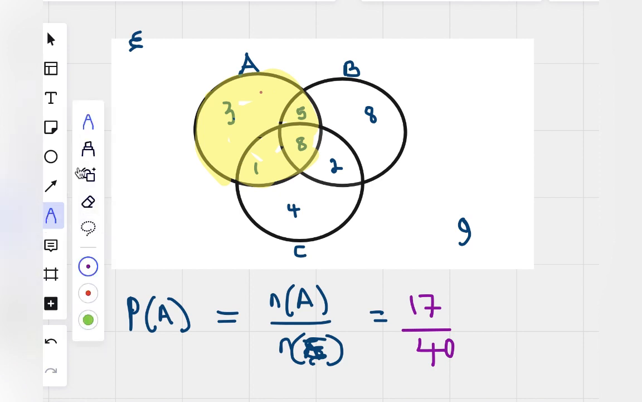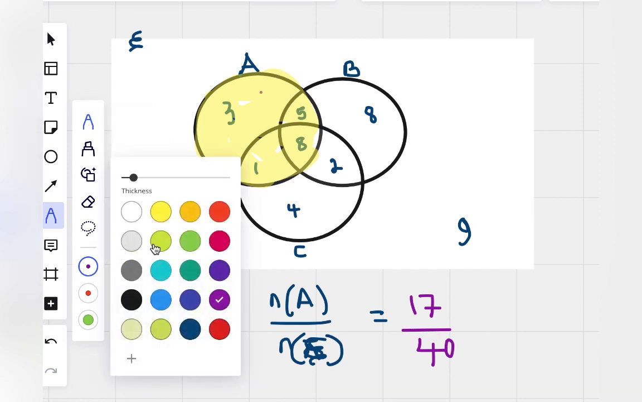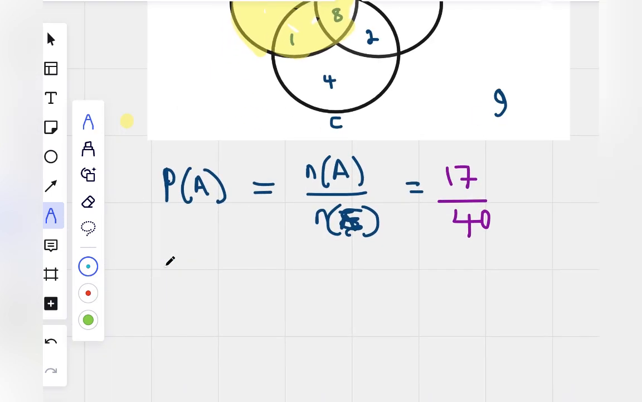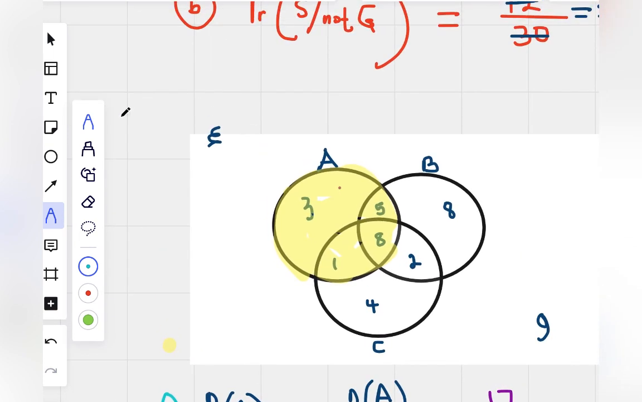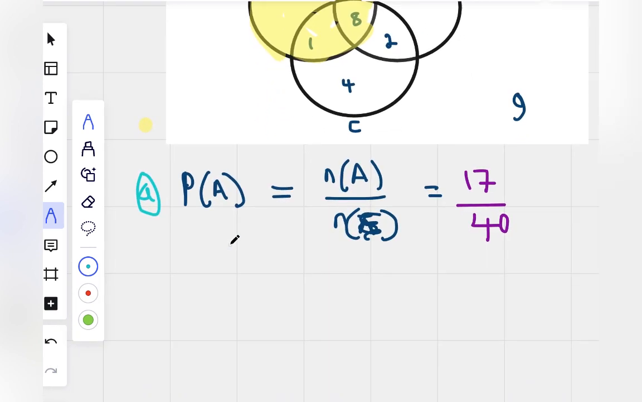Okay, now let's take a look at the B one. Remember, this is question 4A. Let's put question 4 here. Question 4A. Now let's take a look at question 4B.